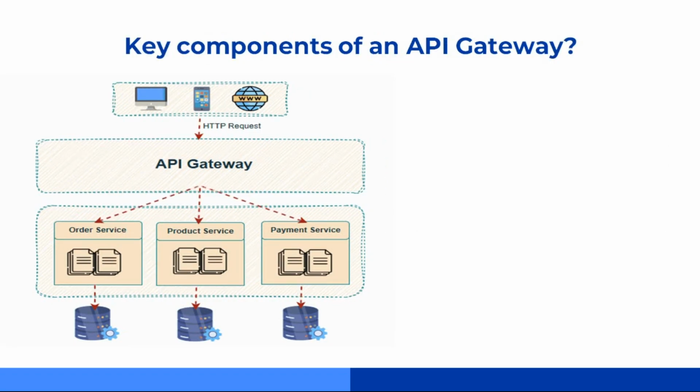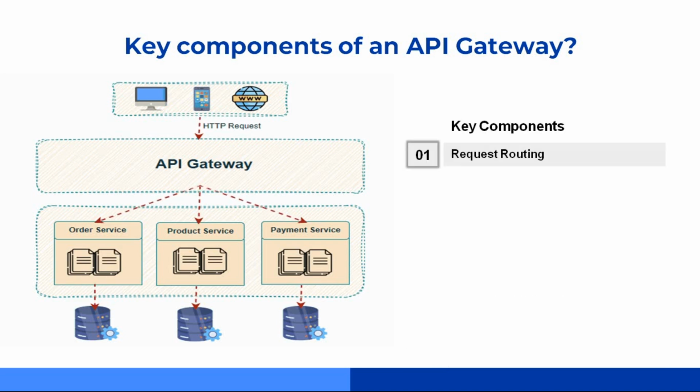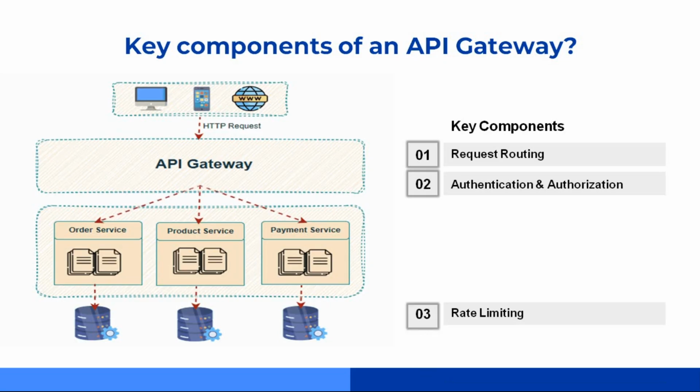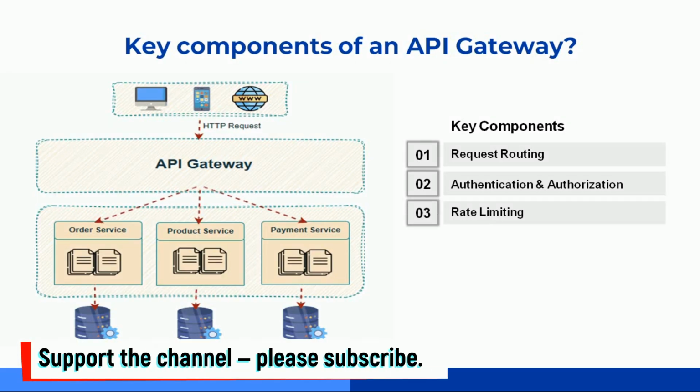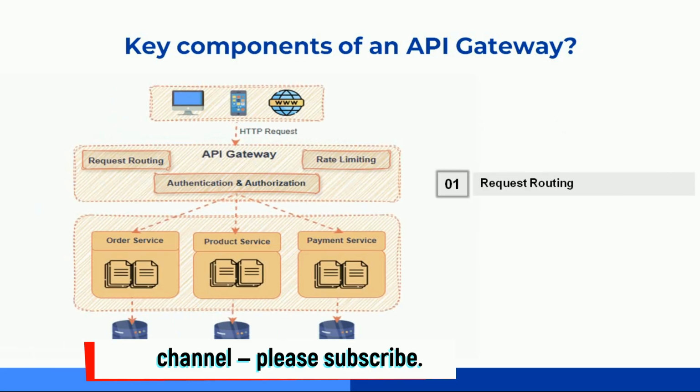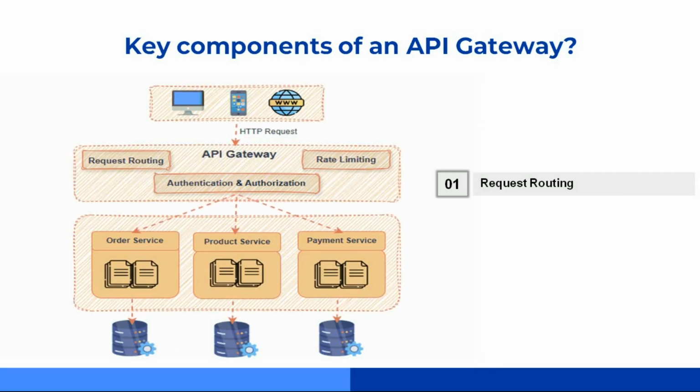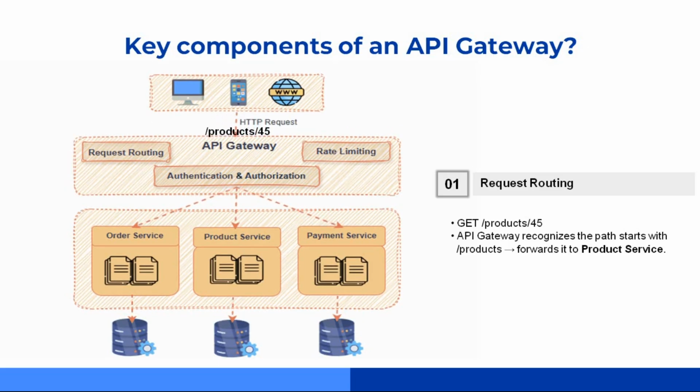Now that we know what an API gateway is, let's take a quick look at its key components. Some of the core responsibilities include request routing, authentication and authorization, and rate limiting. Don't worry, we'll break each of these down in more detail in the next slide. Now let's talk about the request routing component, what it is and how it actually works. Request routing is that part of the API gateway responsible for inspecting each incoming request and deciding which backend service should handle it. It looks at the URL path and then decides where to send that request. Basically, it's like a super smart traffic controller for your services.